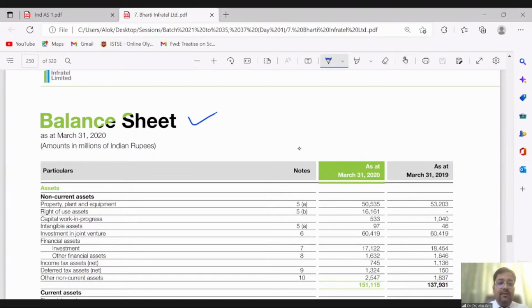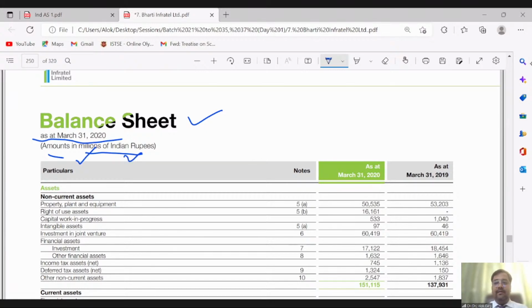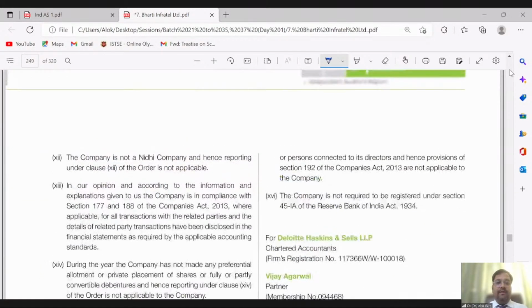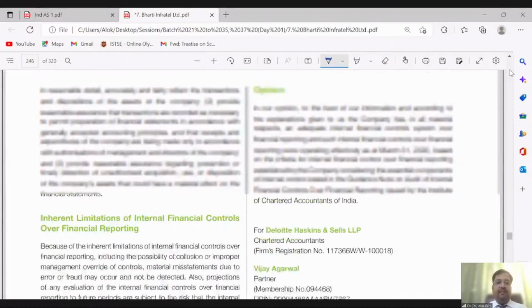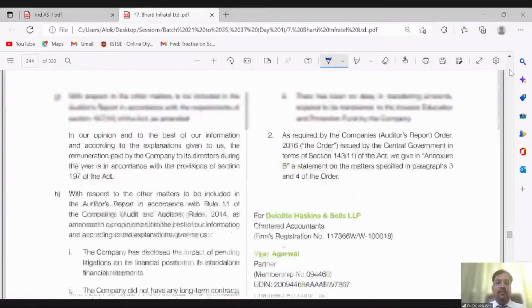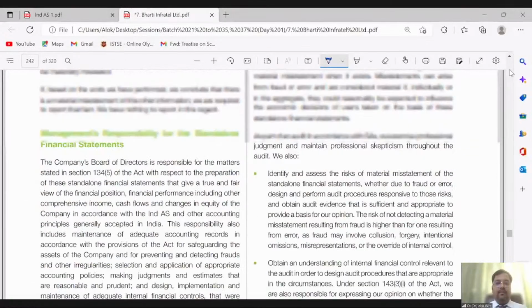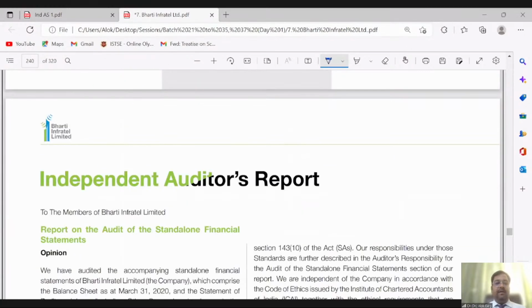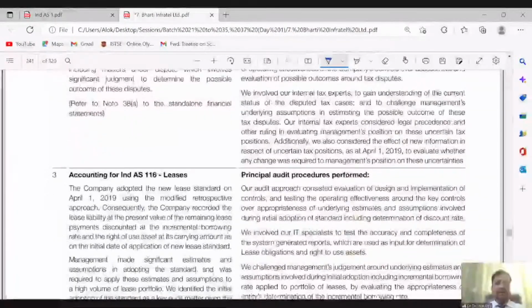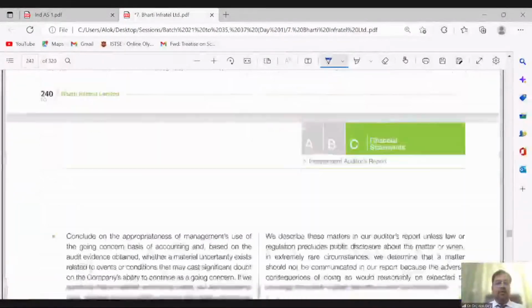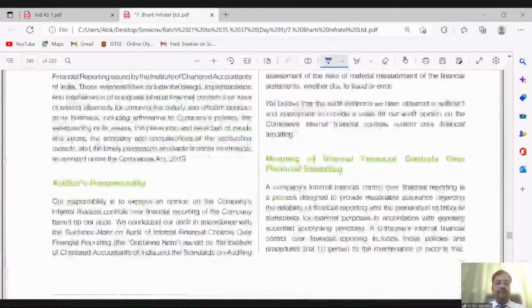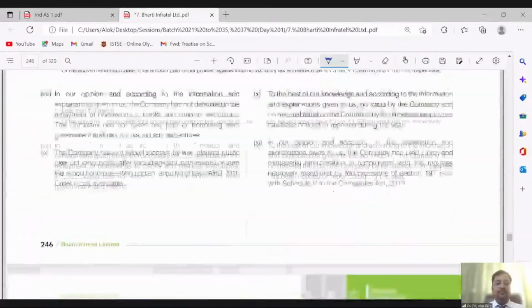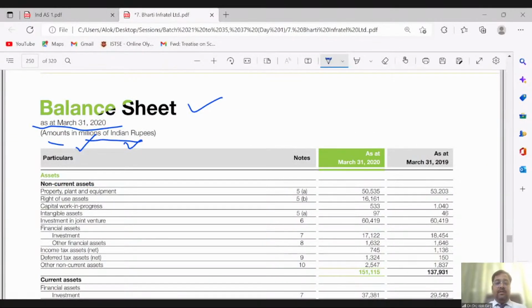You can see that this is a balance sheet as on 31st March 20, and amounts in million of Indian rupees. So level of rounding off is in millions, and currency is INR, right? Currency is INR. And you can see this is an annual report, right? And from here, the section of financial statement have been started. You can see that standalone financial statement, right? In the annual report, it is given that it is a standalone financial statement, and then financial statement have been started, right? I hope it is clear to all of you. Is it clear to all of you?